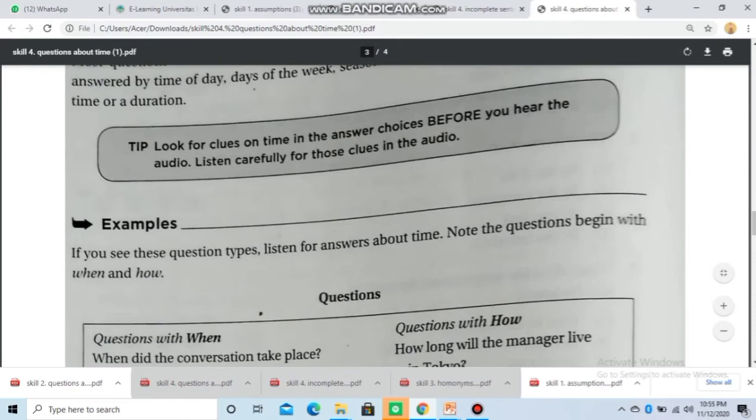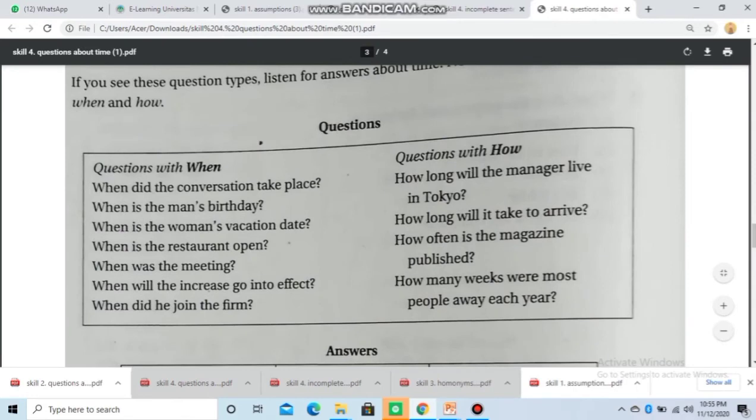Examples: if you see these questions typed, listen for answers about time. Note the questions begin with when or how.